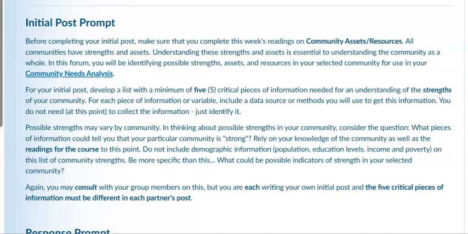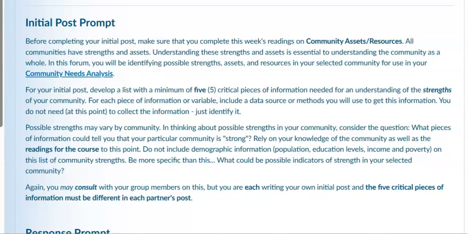Possible strengths may vary by community. So when thinking about possible strengths, consider the question, what pieces of information could tell you that your particular community is strong? Rely on your knowledge of the community as well as the readings for the course to this point. Do not include demographic information on this list of community strengths. Be more specific than this. What could be possible indicators of strength in your selected community?